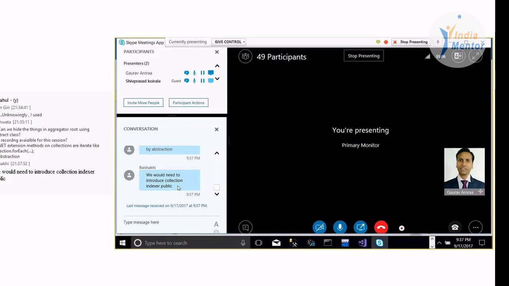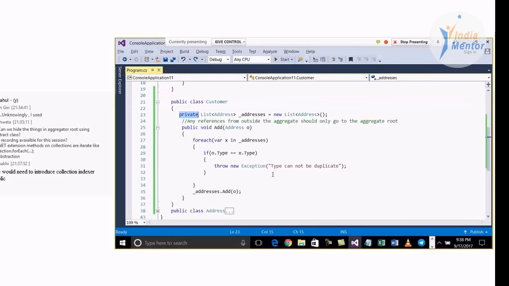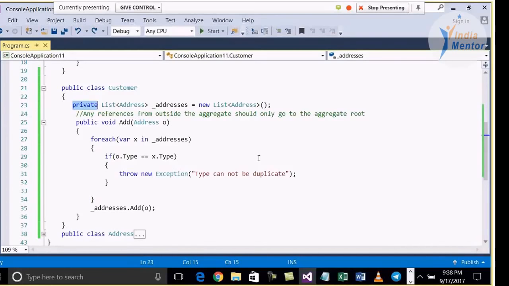Okay, that's a good thing what Baisakhi has said. We need to introduce a public collection indexer and give a lookup to that index. So quickly, first thing, in .NET we already have something called IEnumerable and IEnumerator. These are nothing but an implementation of the iterator pattern.